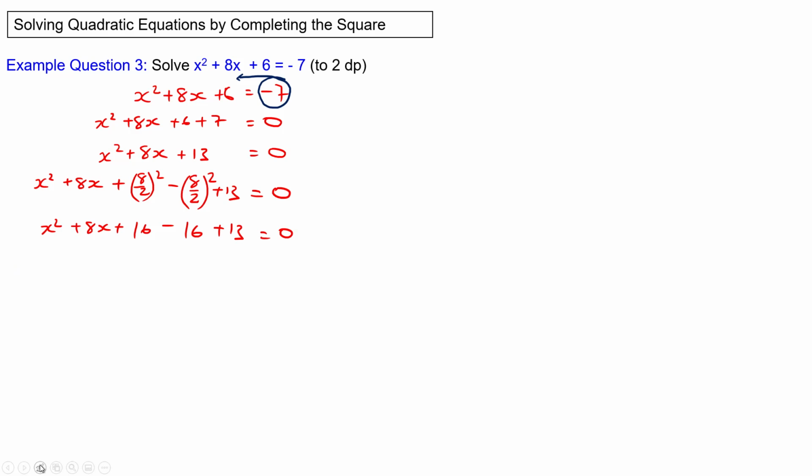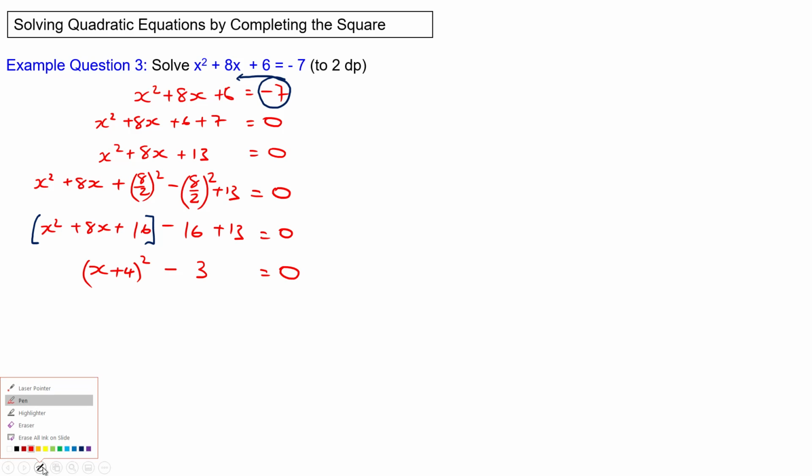And I think we can complete the square on the first part, so we can factorize that first part. Let's go back to red if I can. There. So x squared plus 8x plus 16 is the same thing as x plus 4 times x plus 4, or x plus 4 squared, minus 16 plus 13 is minus 3 is equal to 0. So we can float that minus 3 over to the right hand side where it becomes a plus 3.